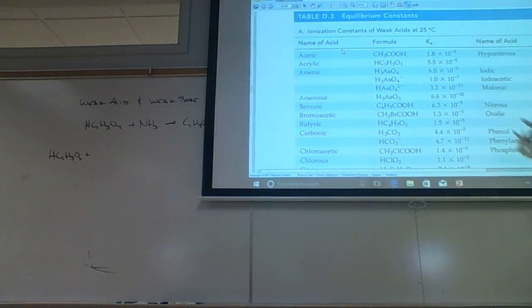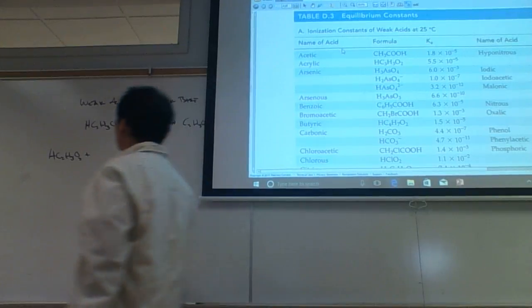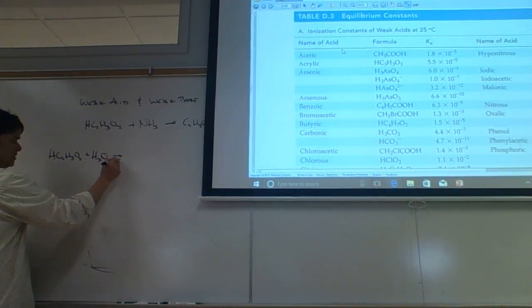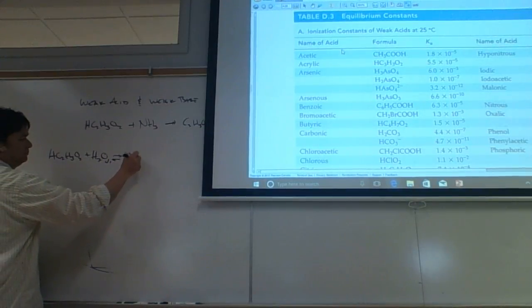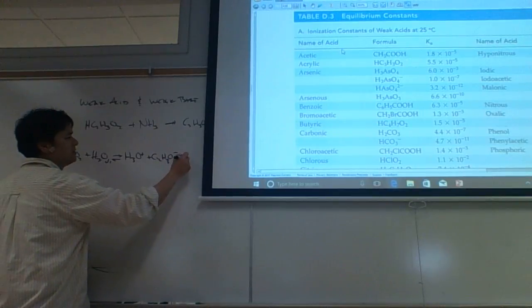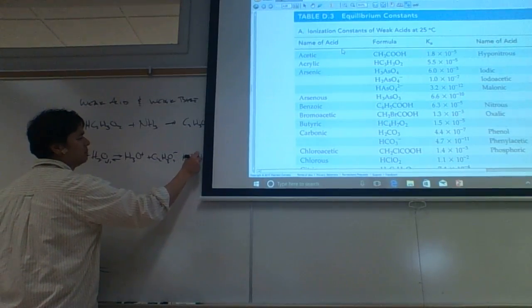Here it is, 1.8 times 10 to the minus 5. So I know this one: acetic acid plus water is going to produce hydronium plus acetate. And so the K for this is 1.8 times 10 to the minus 5.